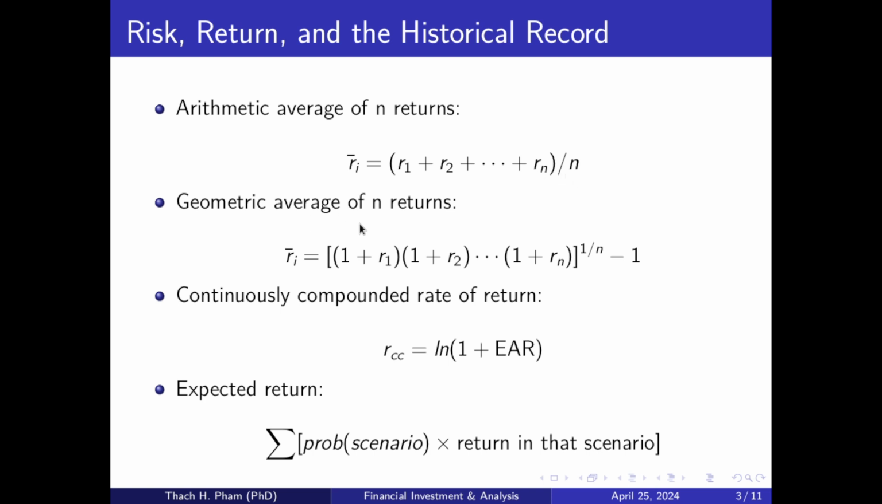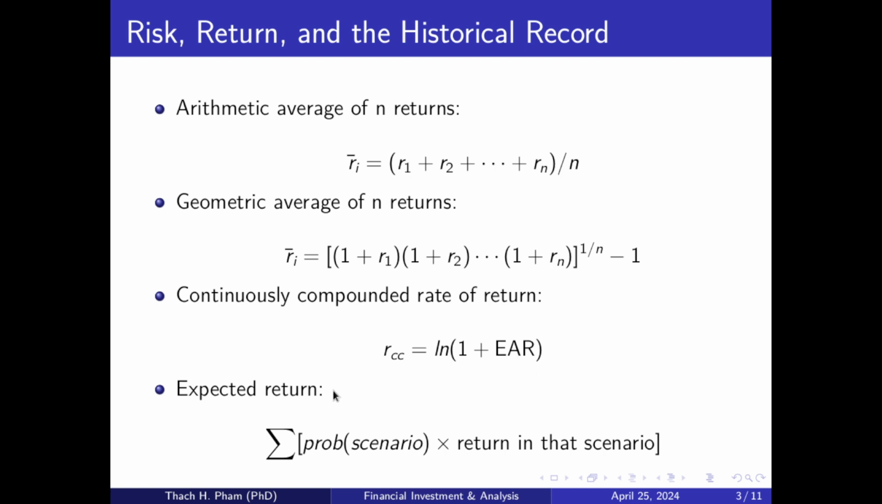For the geometric average of annual returns, this is equal to the product of the raw returns raised to the power 1 over n, minus 1. For the continuous compounding rate of return, RCC equals the logarithm of 1 plus the effective annual rate, EAR.